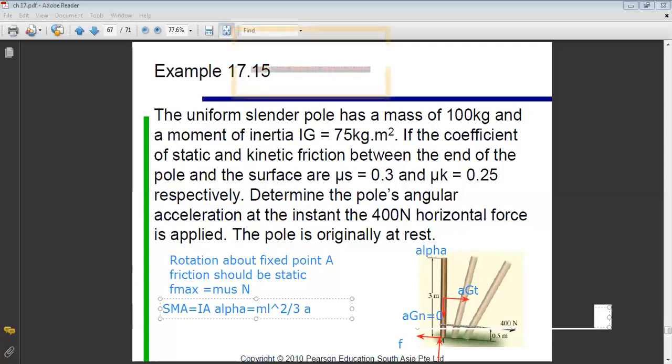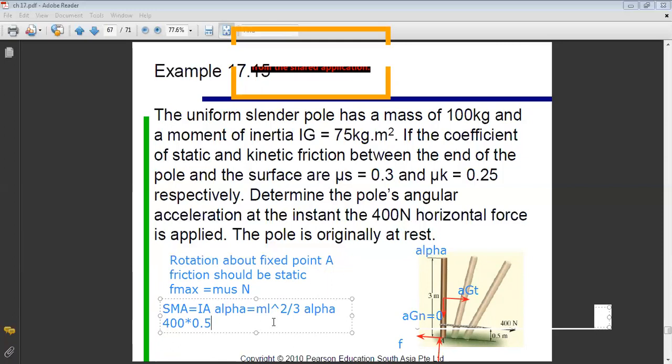Times alpha. This is my first equation. What are the forces doing moment about A? AG? Friction? No, AG, please pay attention, AG is not a force. Friction no, because friction passes through A. Normal passes through A. And the weight also passes through A. So only the 400 horizontal force is doing a moment about A. And I will choose the clockwise direction as positive. So I have 400 times distance 0.5 equals ml squared over 3 alpha.